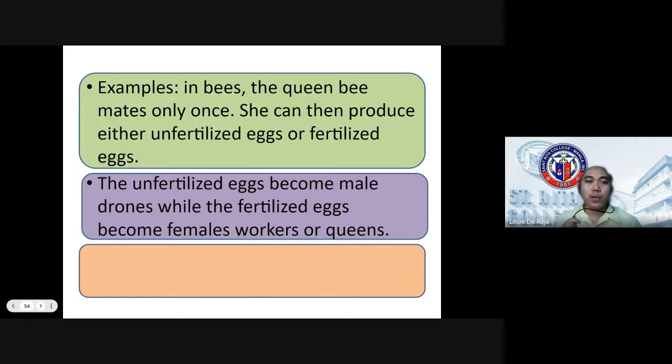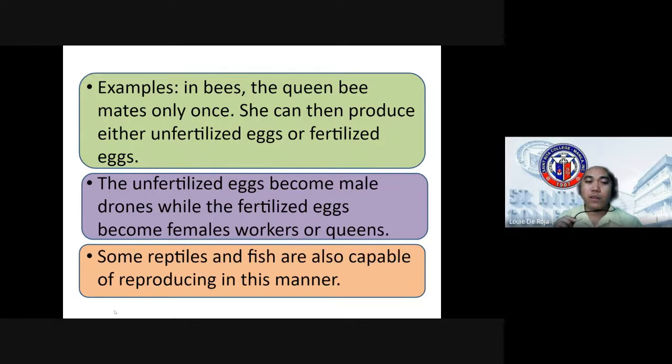For example, in bees, the queen bee mates only once. She can then produce either unfertilized egg or fertilized egg. The unfertilized egg become male drones, while the fertilized egg become females, workers, or queens. Some reptiles and fish are also capable of reproducing in this manner.